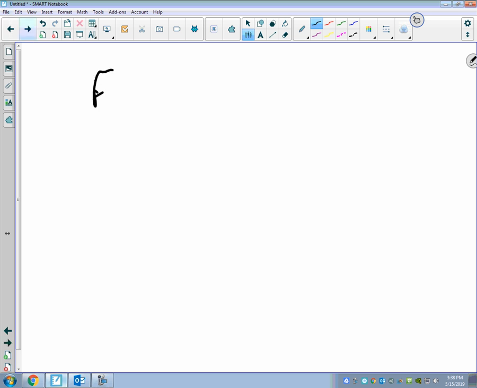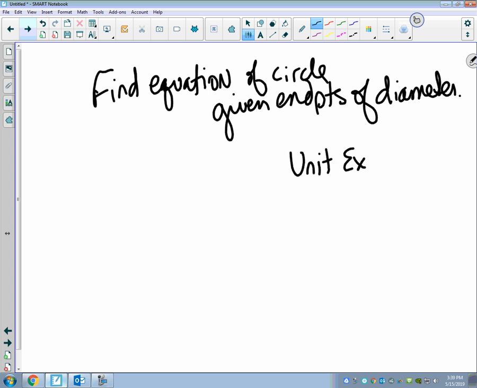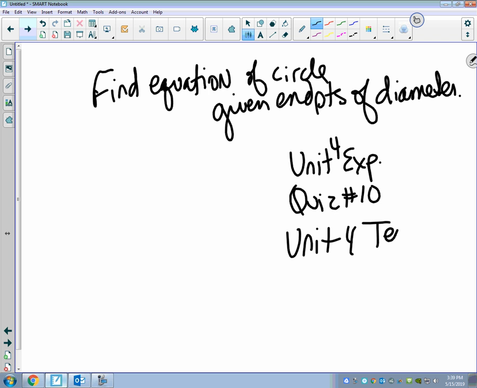The one thing that's not on here that I know is on your test is the one like this. It says find the equation of a circle given the endpoints of a diameter. We had one like this on our Unit 4 packet, our Unit 4 exploration. We had one on our quiz, number 10. And we also had one like this on our Unit 4 test, where you have to do the distance formula and the midpoint formula. So that's another one that I want you to look over, okay?